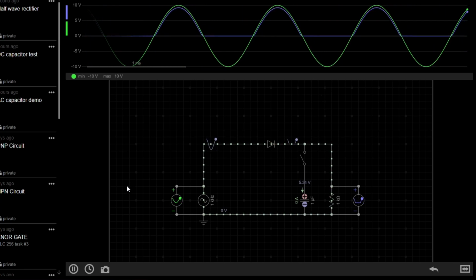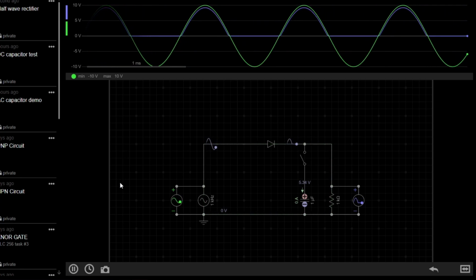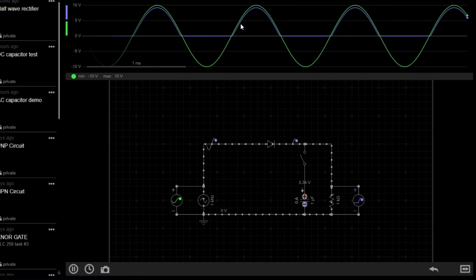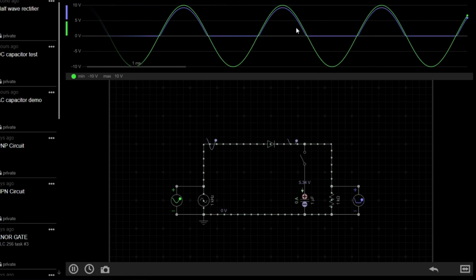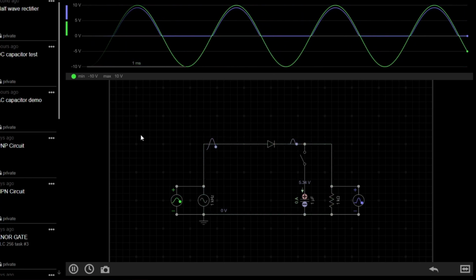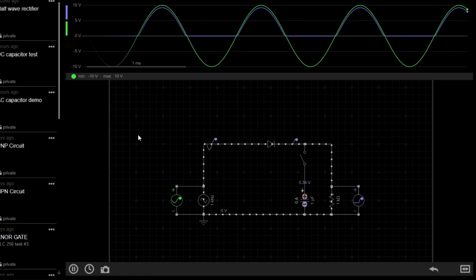As we know, diodes only let current flow in one direction, so when they're connected to an AC supply, we get this effect where we have a sort of half sine wave. You can see the purple line here. This is known as a half-wave rectifier, and I will do a more detailed video on rectifiers in the future.